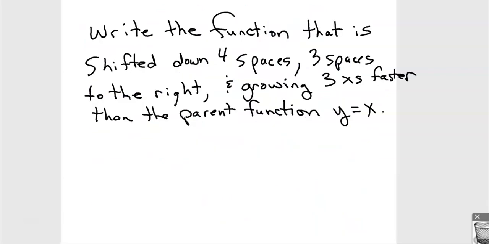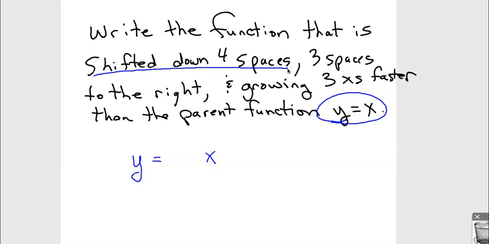So let's look at this one. Now, here I have all the words, and I want you to write the function. So write the function that is shifted down 4 spaces, 3 spaces to the right, growing 3 times faster, and the starting parent function is y equals x. So you're going to start with y equals x, but you're going to do everything that the words tell you to do. So write the function that is shifted down 4 spaces. So remember that we're going to have a parenthesis, we're going to have a number out here, and we're going to have a number out here.